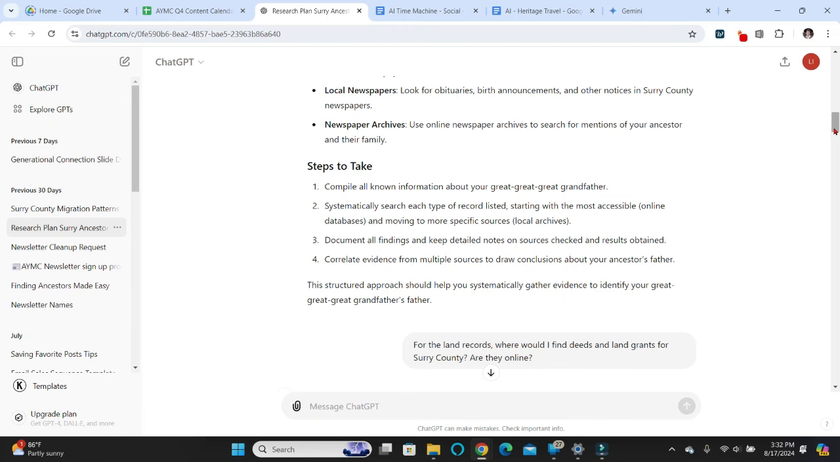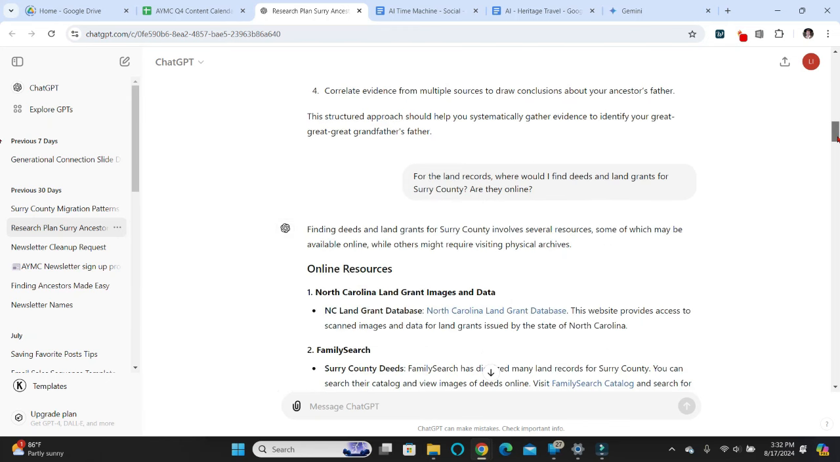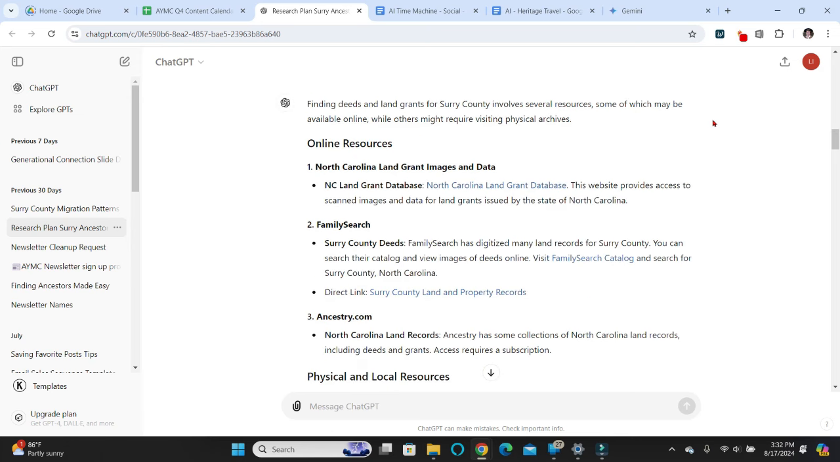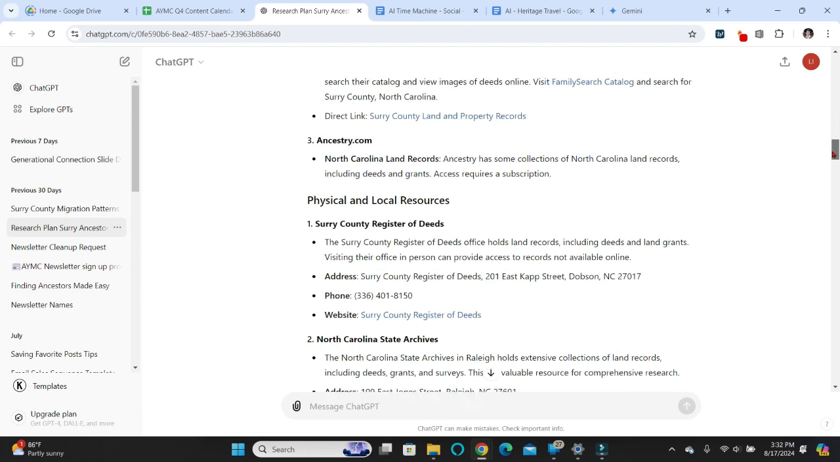So what I actually did is I said, okay, so for those land records, where would I find deeds and land grants for Surrey County? Are they online? And so it comes in and it tells me, well, yes, there are some online that you can find. Some might require the archives, but it's telling me online resources. So North Carolina Land Grant Database or Grant Images and Database. This is a fabulous website, guys. So this was definitely one to check out. It's telling me what Family Search has online that I could look at. It's giving me direct links. It's telling me Ancestry has some as well.